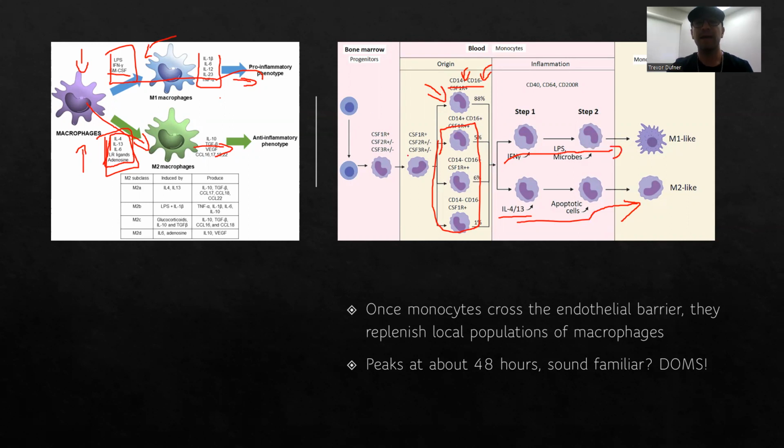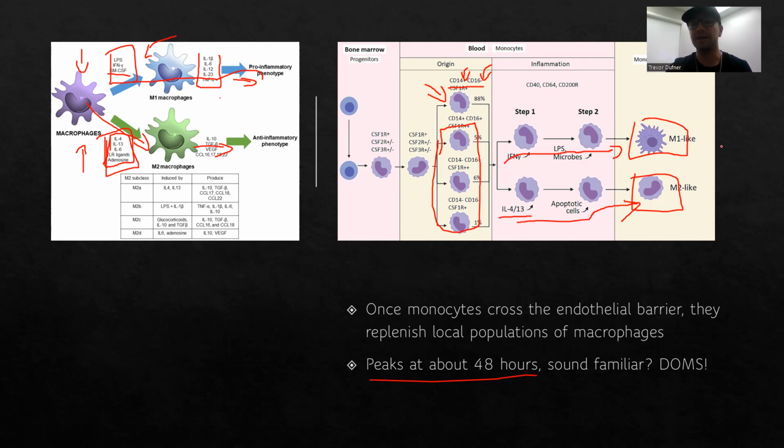In summary, the monocytes move to the tissue of damage. Depending on what's occurring in the tissue at that time, and depending on the chemical signals that are being released, they'll either differentiate into pro-inflammatory macrophages, or they'll differentiate into anti-inflammatory macrophages. And this pro-inflammatory cascade peaks at about 48 hours. And that sounds familiar. Why? That's where your DOMS peaks. The inflammation that you feel is due to the immune system causing more pro-inflammation.